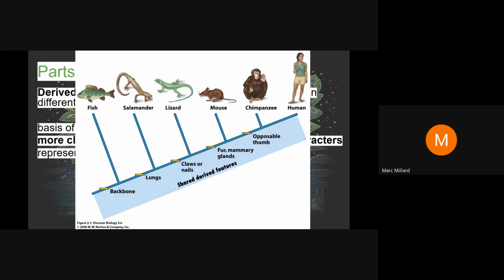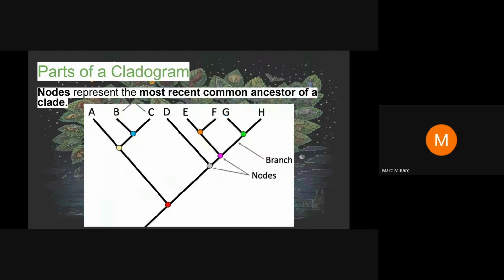Then we have claws or nails. Everything above has them. Fur or mammary glands, only the mammals have those. And as far as opposable thumbs, only the chimpanzee and human. So everything below one of these traits or properties, these other species simply don't have them. And it's what helps us to differentiate or separate the species from each other and see how closely related or how distantly related they are from each other.